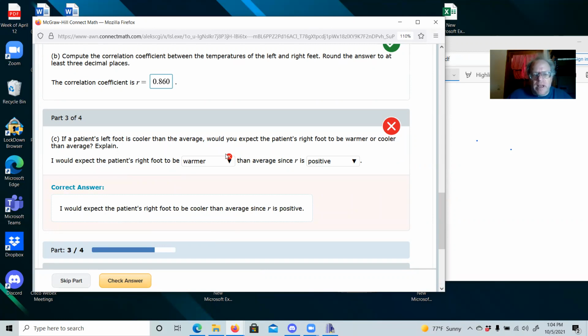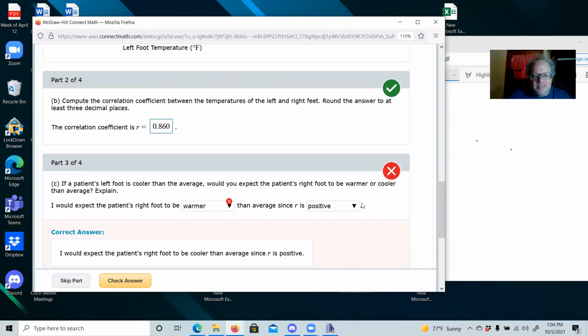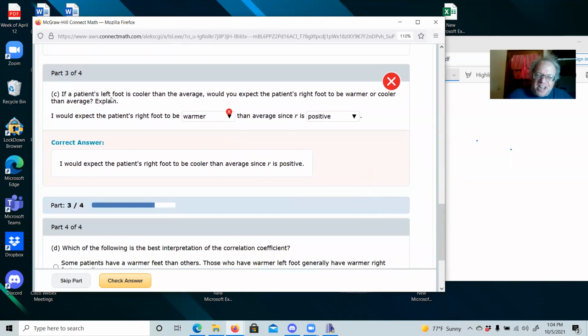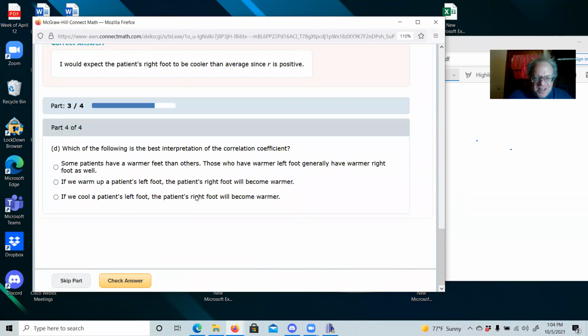Oh, cooler. Okay, reading comprehension. Gotcha. All right, and they didn't even give me another chance. Okay, so be careful you're looking at the right thing. If it says it's cooler, we're going to go with cooler. Right foot is also going to be cooler because it's a positive correlation. Okay. You think I can get one of those right?